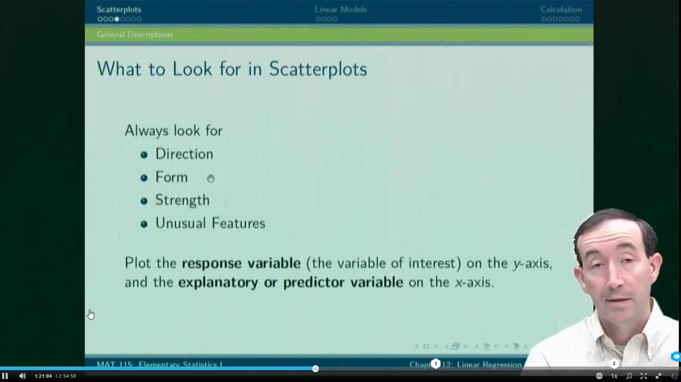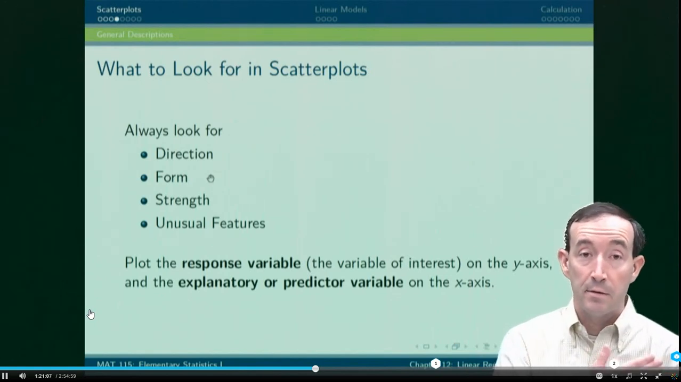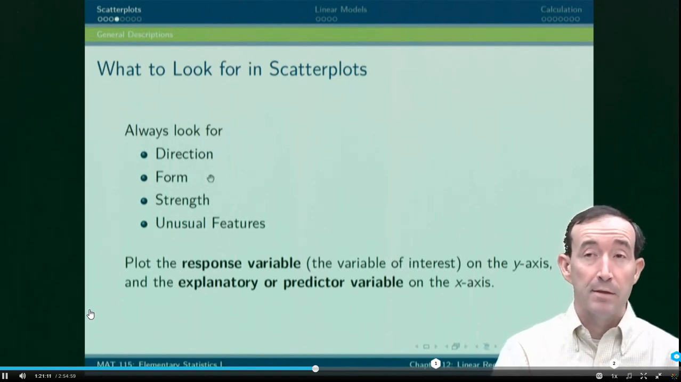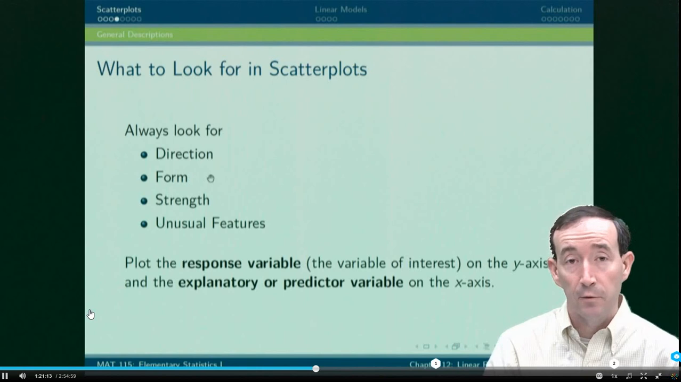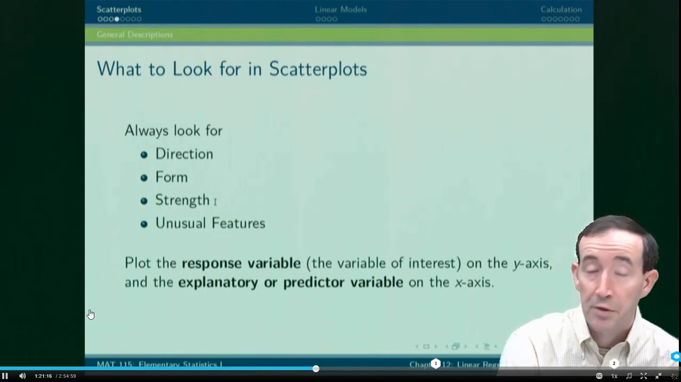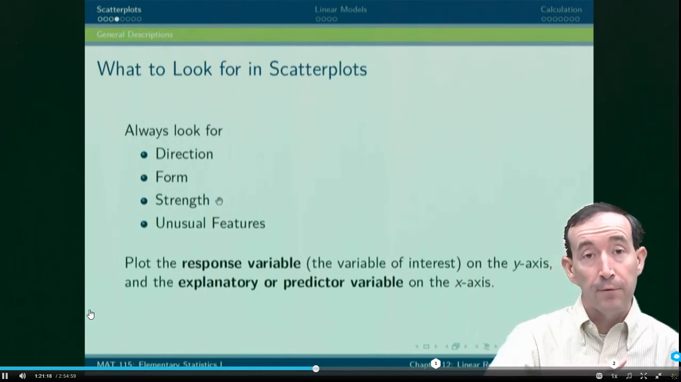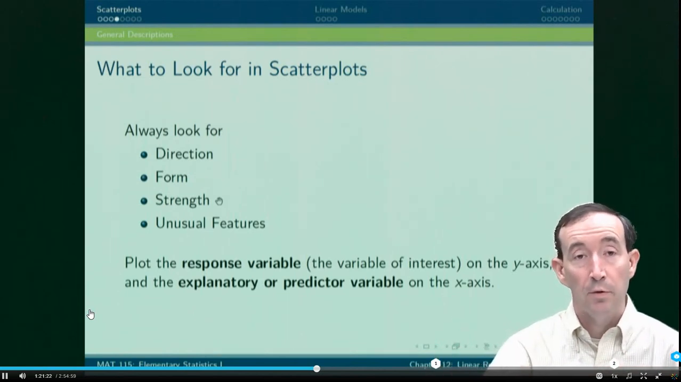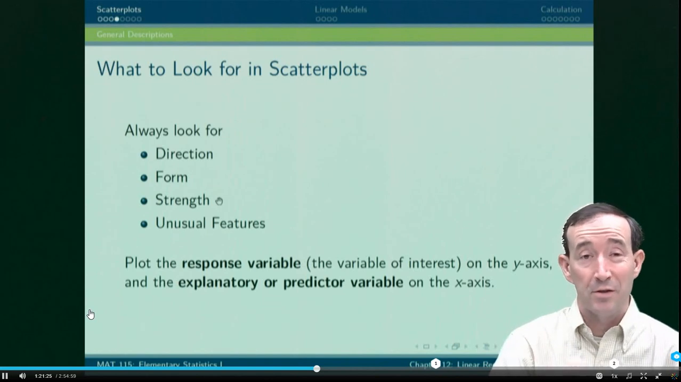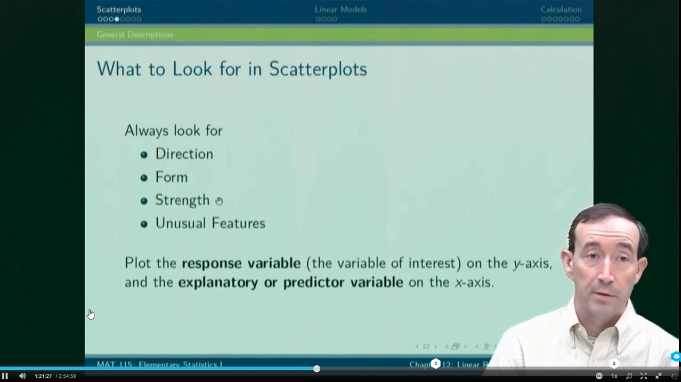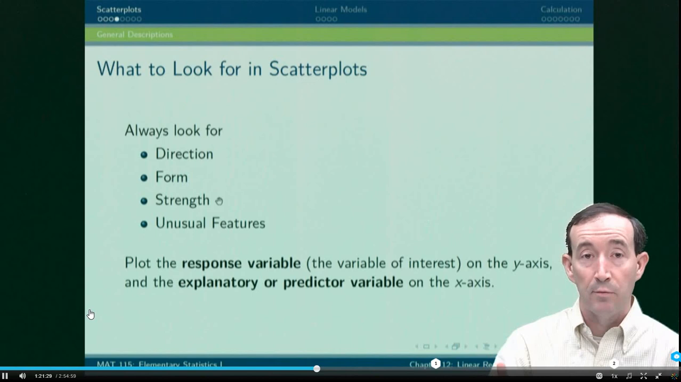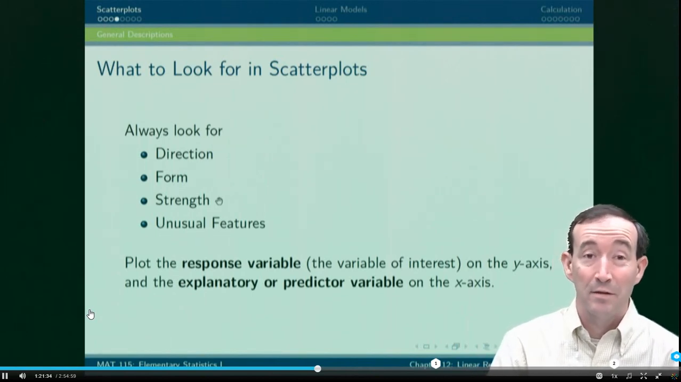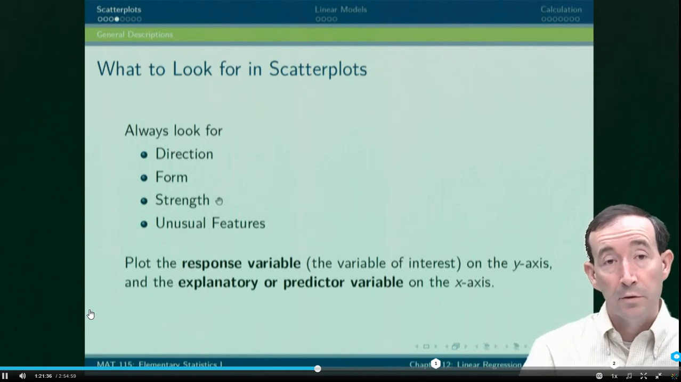What form do I see? Is it curved? Is it straight? Is it slightly curved? Sharply curved? Is there a curved type that it seems to follow? Look at the strength. That is, when I'm looking for an association moving left to right here, do I see a strong relationship or do I see a weak relationship? Does it look like it's just a lot of noise? Or does it seem like there's a clear trend as I move from left to right that I can understand? And then ask yourself from that, is that trend linear or not? And of course, look for unusual features.